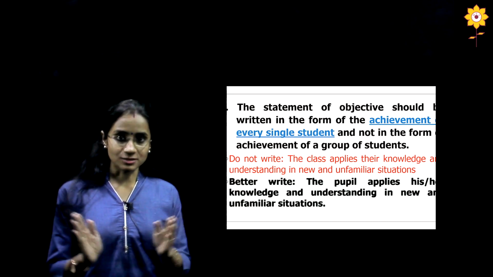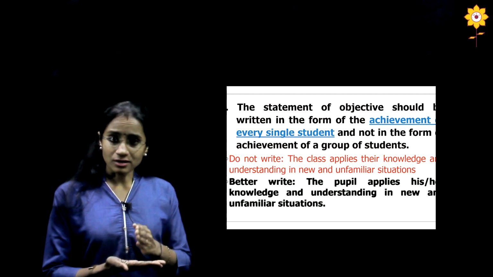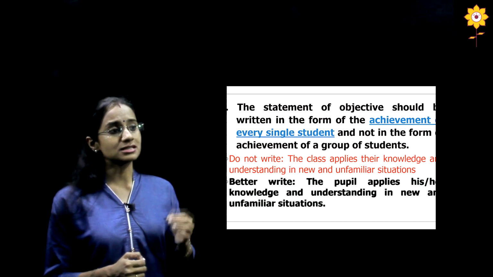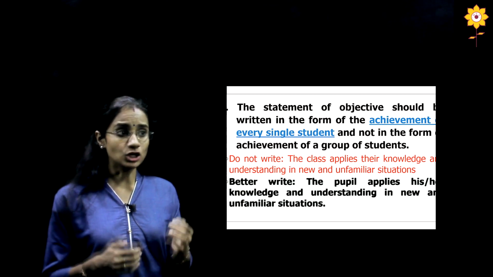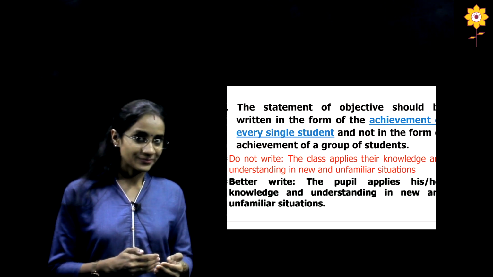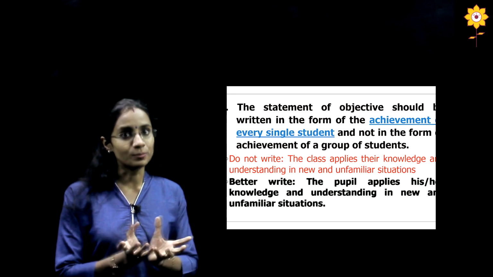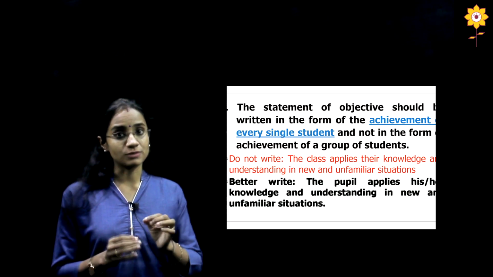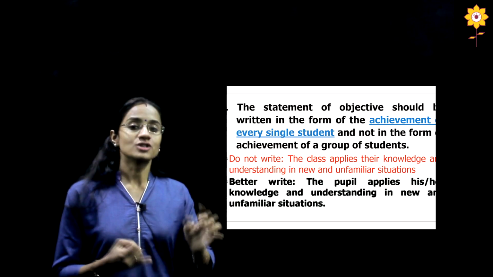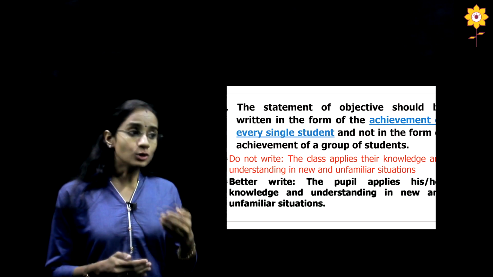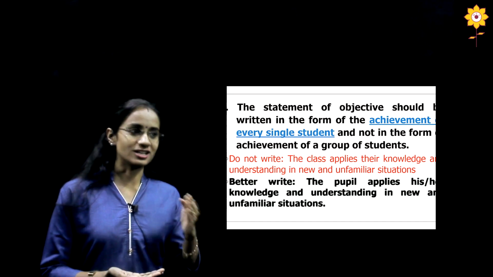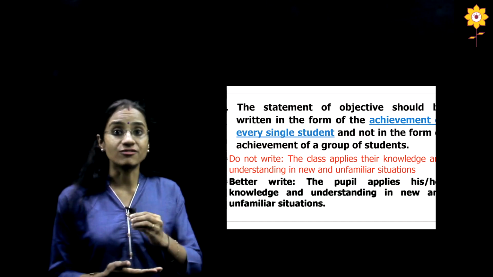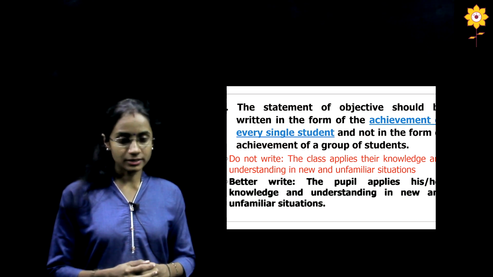When I say just class, it becomes a very generalized term. So, it is not the right way to write your objective. For example, as it is written here, the class applies their knowledge and understanding in new and unfamiliar situation. Here I have generalized, I have taken a group as the class. But when I'm teaching, my objective should be for every single child in my class. So it is better to write it as the pupil applies his or her knowledge and understanding in new and unfamiliar situation. When I'm saying the pupil, I'm considering every single child in my class. Clear?